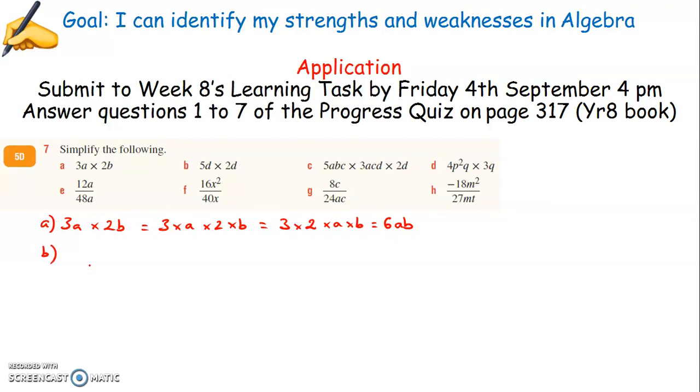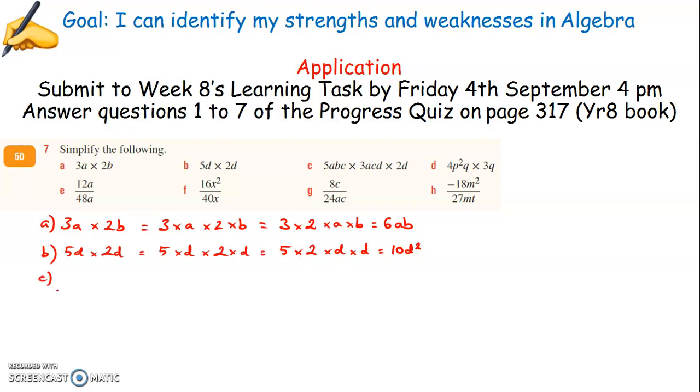Okay, for b, we have 5d multiplied by 2d. So let me rewrite this again. So 5 times d times 2 times d. So that's the same as 5 times 2 times d times d. So 5 times 2 is 10, and d times d is d squared. Okay, so here we have 10d squared.